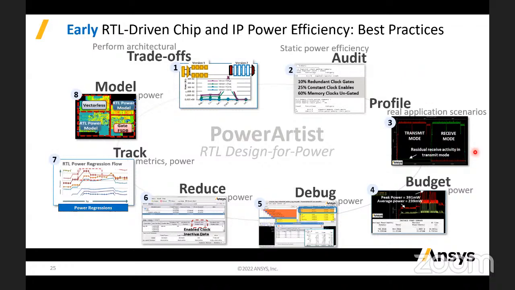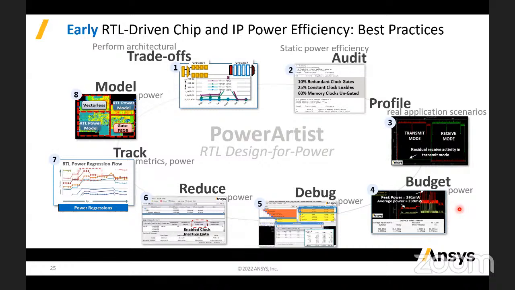The third step is to profile real application scenarios. If you look at any smartphone, it can have a variety of use cases. So it's very important to profile those real application scenarios and look at the power consumption. In this particular example diagram that is shown here, we see a very simple transmit mode and a receive mode. But you will notice that there is a residual receive activity in the transmit mode, which should not have been there. So that's a bug in the design from a power consumption perspective. And we can identify this and fix this using Ansys PowerArtist.